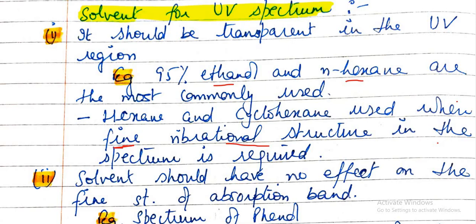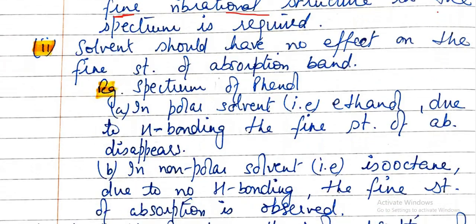So the solvent should have no effect on the fine structure of the absorption band. We must take care of this. For example, in the spectrum of phenol, if we take ethanol as a solvent, ethanol is polar, so hydrogen bonding will be formed with phenol. This will interfere with the fine structure, and the fine structure of absorption will disappear. So we will not be able to get the fine structure of phenol.